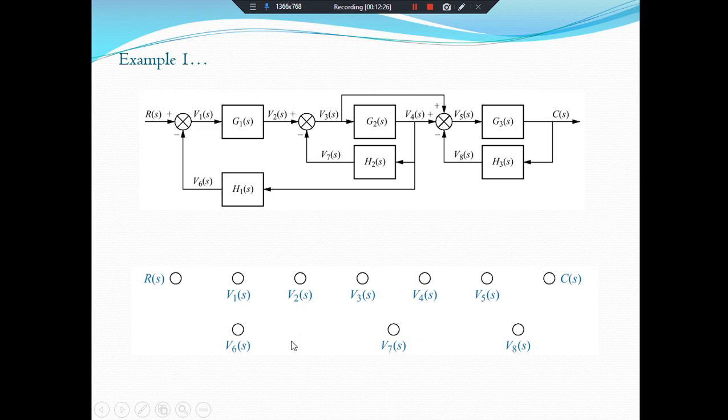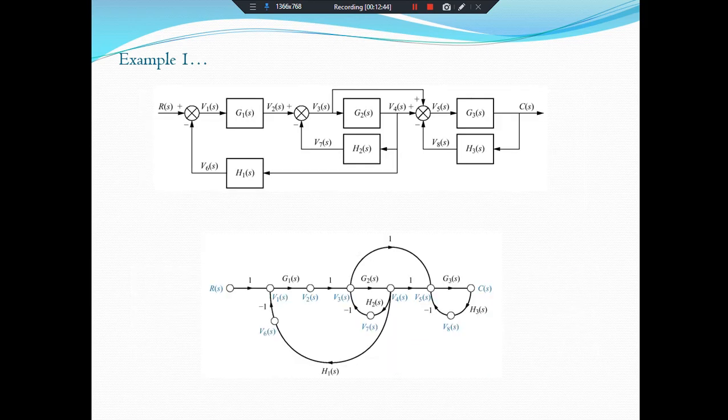Now it's time to connect these nodes by using the branches, and these branches represent the systems, and the direction of signal flow will be represented by an arrow. So here is a complete signal flow graph of this block diagram. Let me explain it. R of S will connect with V1 of S with gain 1.